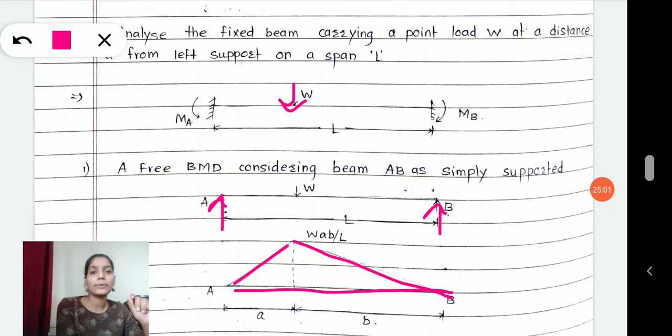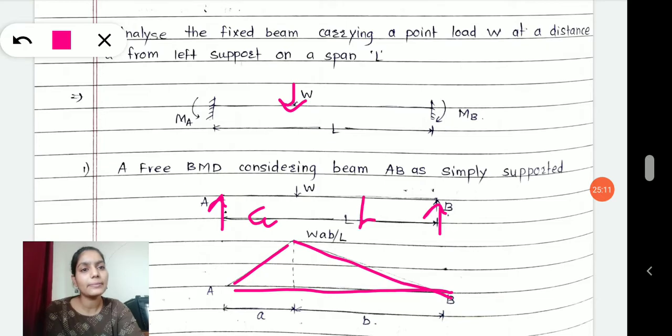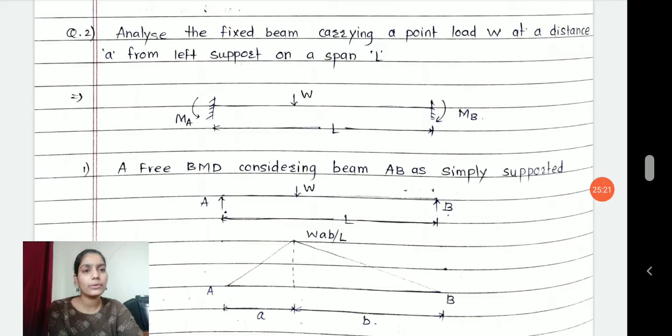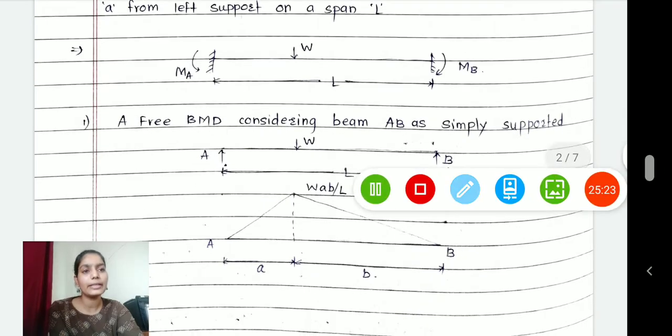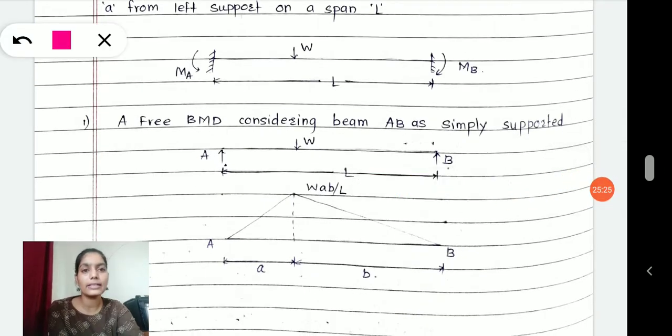If it is simply supported and the concentrated load is not at the center but shifted, and the distances will be A and B, this type of problem you must have solved in the MOS subject. That is the same thing we are repeating here. There is nothing new in this problem. Okay. So yes, the bending moment diagram will be like this. Why is it like this?